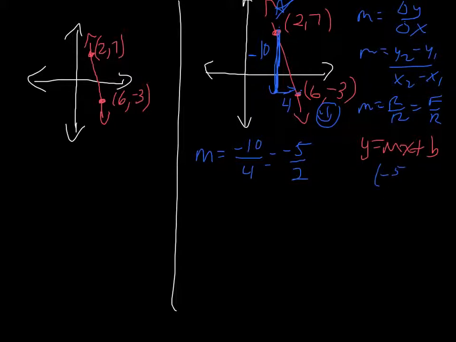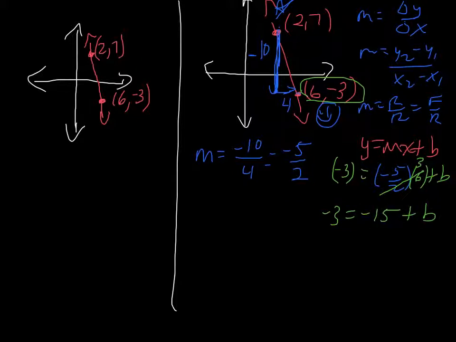Okay? And then now I have my slope, so I know that this right here is going to be negative 5 halves. And I just take either one of those 2 points they gave me, plug it in for my x and y. So I will plug in this one, let's say. It doesn't really matter. I'll plug in this one. So I get negative 3 times 6 plus b. So once again, I would like you to simplify those out, and that becomes a 3. So then I have negative 3 equals negative 15 plus b.